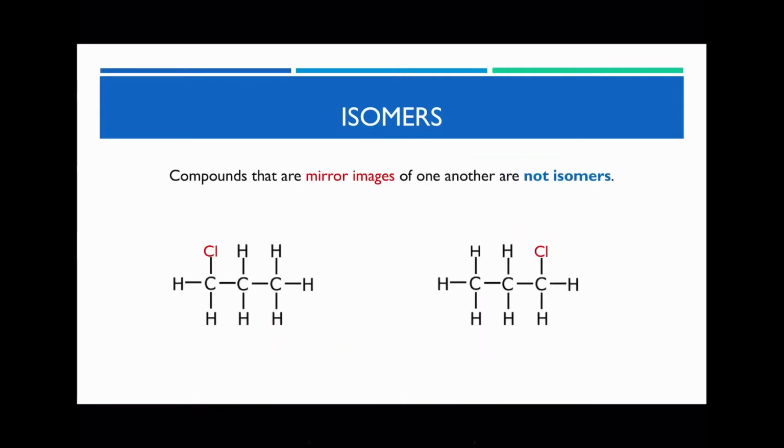compared to each other. Another thing that I do want to point out is that compounds that are mirror images of one another are not considered to be isomers at all. So in this case over here, you've got 2 compounds that may appear to be isomers because the position of the chlorine is different. However, these are pretty much the exact same compound, because if I was to flip this over or did a mirror image, they're going to be exactly the same.